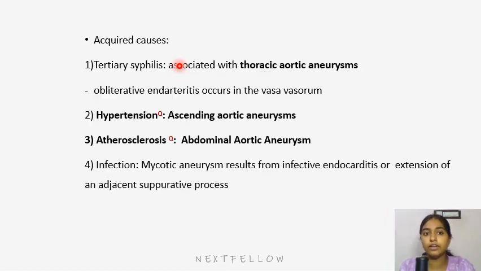Acquired causes can be tertiary syphilis, which is associated with thoracic aortic aneurysm. Syphilis will cause obliterative endarteritis occurring in the vasa vasorum, leading to vessel wall weakening. Next important cause is hypertension. Hypertension has been associated with ascending aortic aneurysm and atherosclerosis has been associated with abdominal aortic aneurysms. Another important cause is infection. We can see mycotic aneurysm, which usually results from infective endocarditis or extension from adjacent suppurative processes.